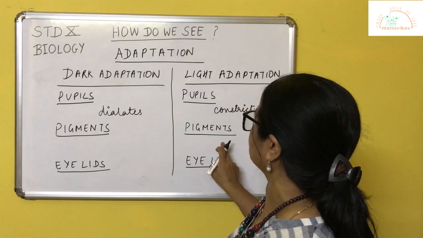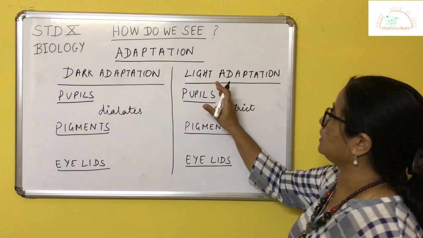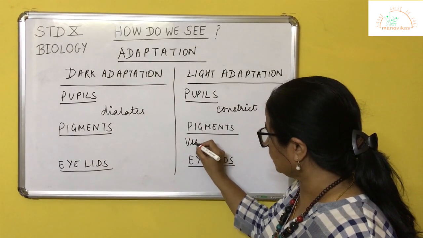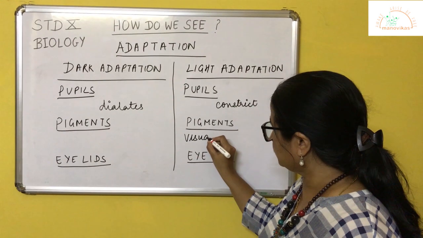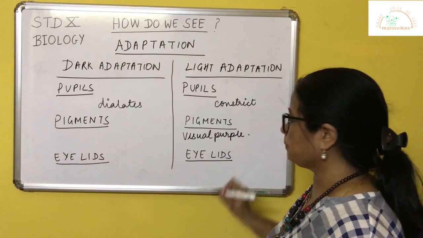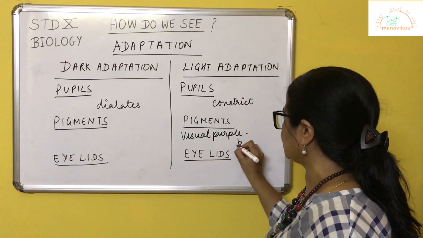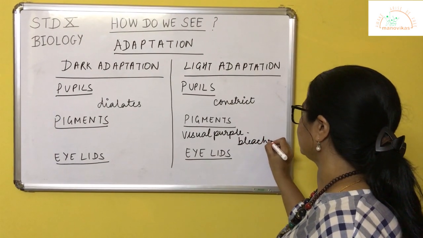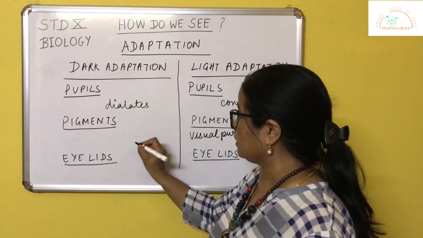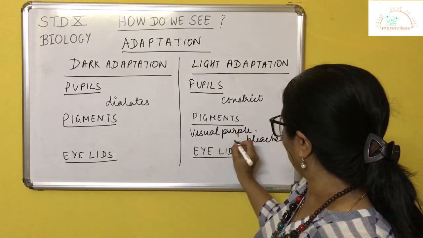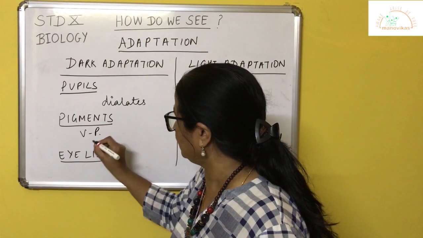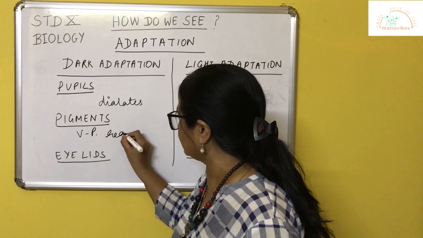Now, what is happening to the pigments of the eye? When a person is seeing things in bright light, we have the pigment visual purple. It's contained in the rods, visual purple, also known as rhodopsin. What happens to this visual purple pigment? It gets bleached. So it becomes less sensitive. Now, if you are going to the dark, the visual purple or the rhodopsin, I am writing VP for visual purple, what happens to it? It gets regenerated.